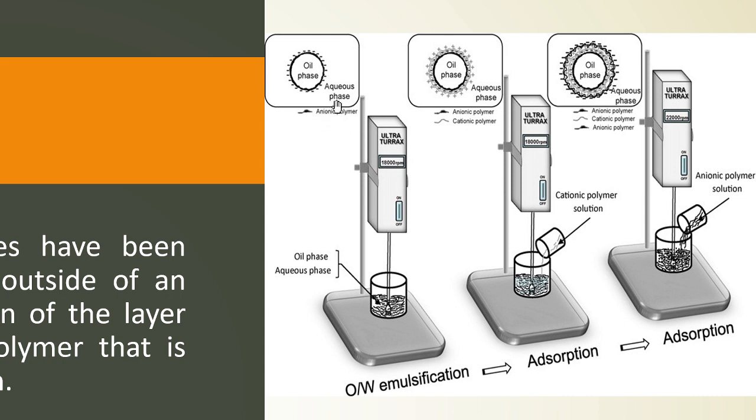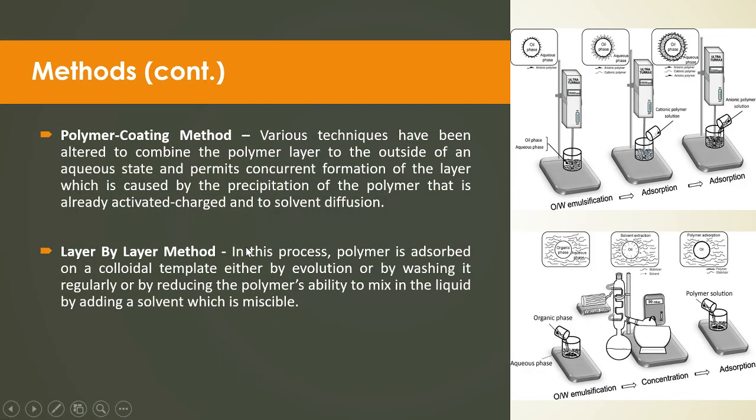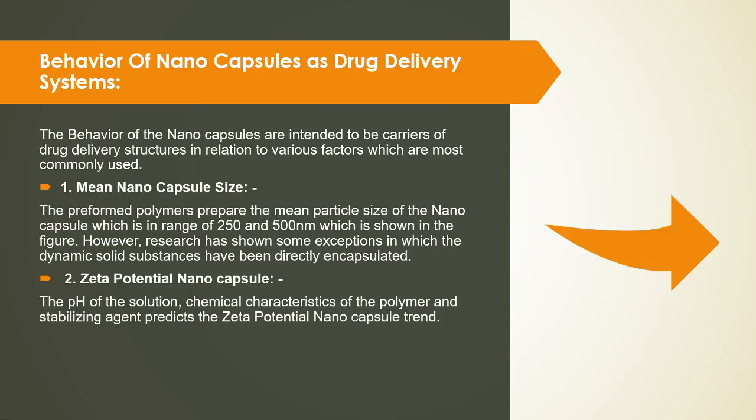So you can see here the aqueous phase. In the first phase, the aqueous phase is very thin. Then there is a layer in the second phase, and in the third phase you can see a very thick layer of the aqueous phase. So the layer by layer method. In this process, polymer is absorbed on a colloidal template either by evolving or by washing it regularly or by reducing the polymer's ability to mix in the liquid by adding a solvent which is miscible.